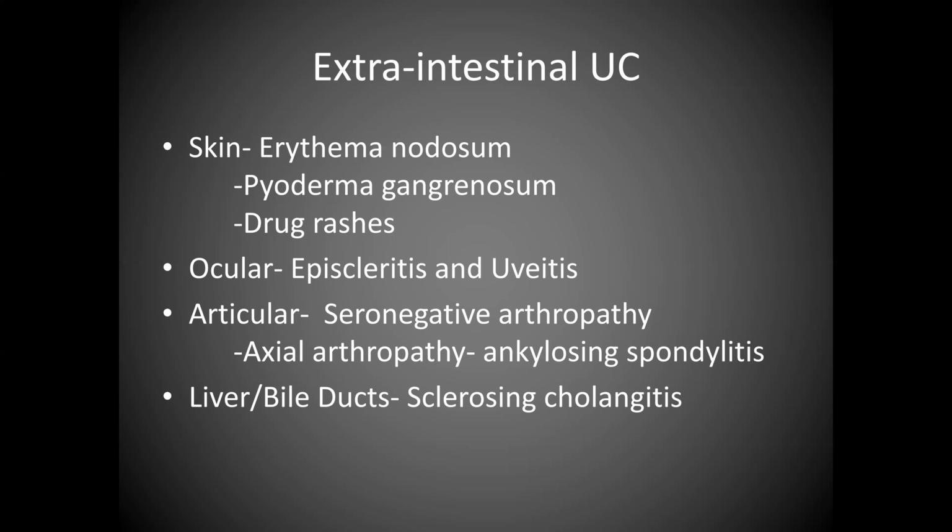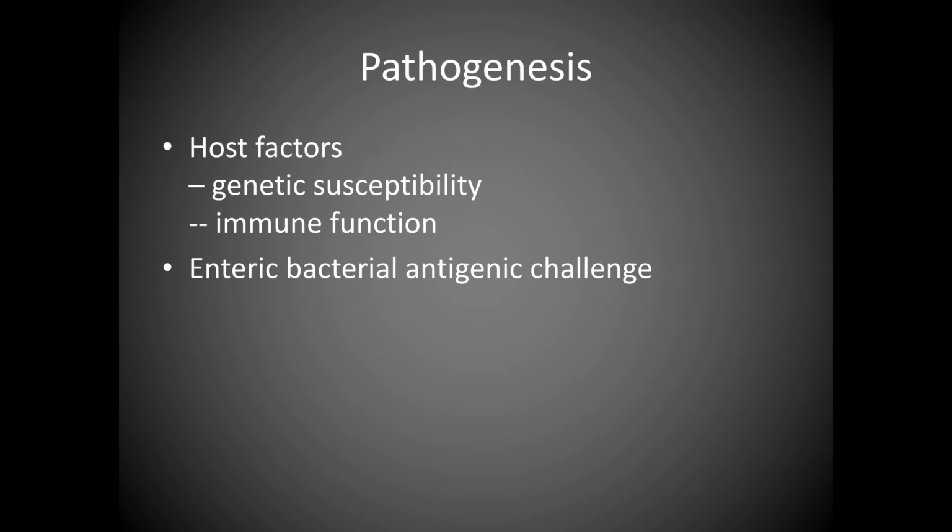We usually think of it being primarily colonic, but there are some extraintestinal manifestations of ulcerative colitis that include erythema nodosum, pyoderma gangrenosum, and so forth, episcleritis and uveitis in the eyes, and even some arthropathies such as ankylosing spondylitis, and in the liver, sclerosing cholangitis, of course, is associated with ulcerative colitis. Host factors, genetic susceptibility, immune function, all of these play a role in interacting with the enteric microbiome and the antigens that are being presented and seem to be related to the pathogenesis.